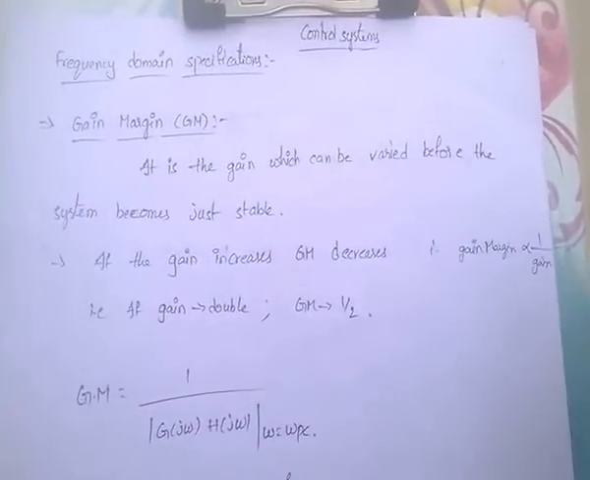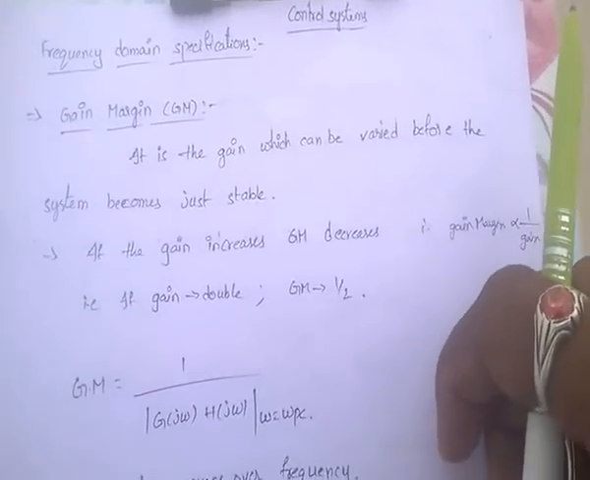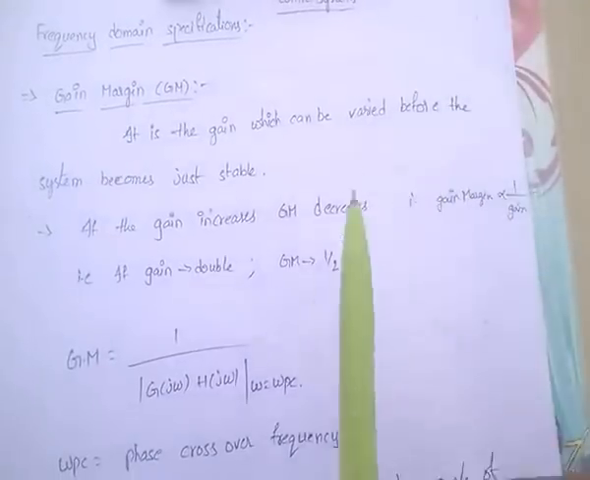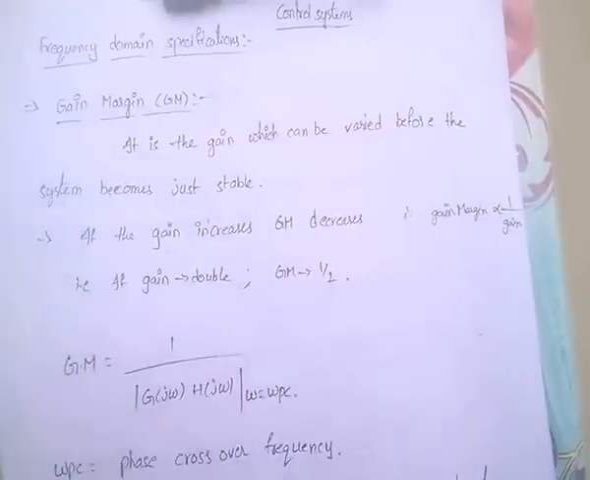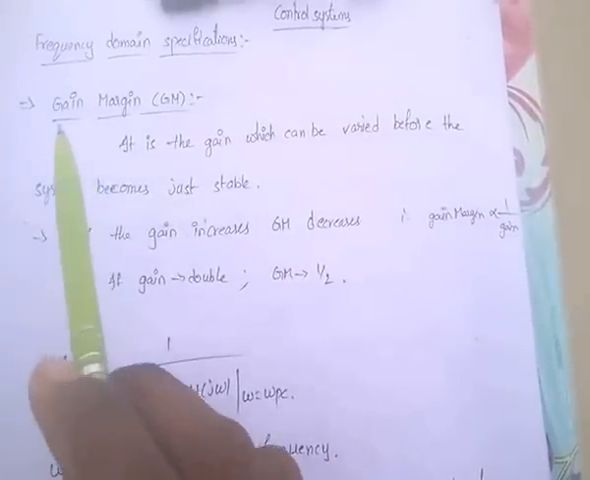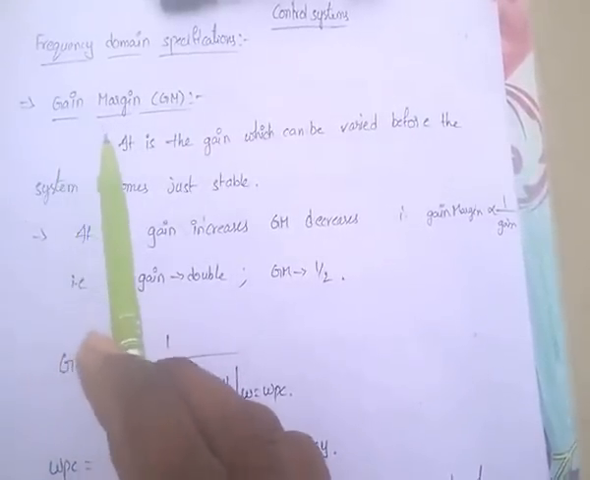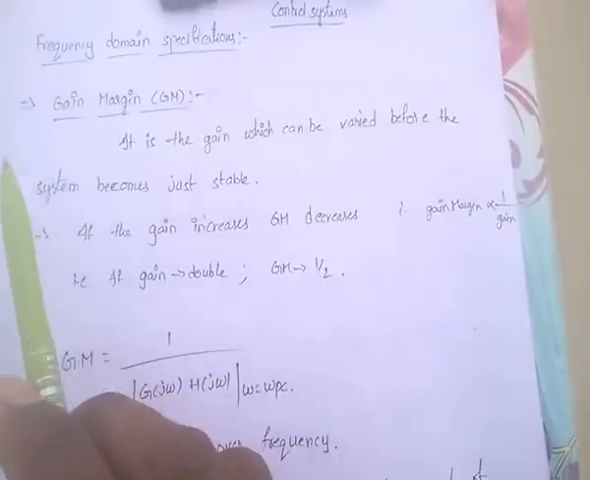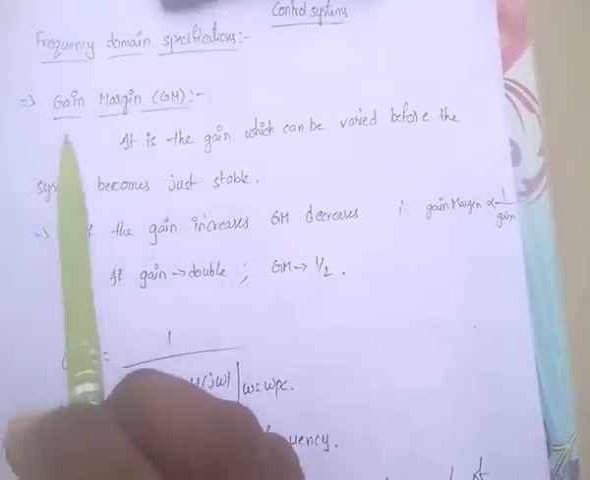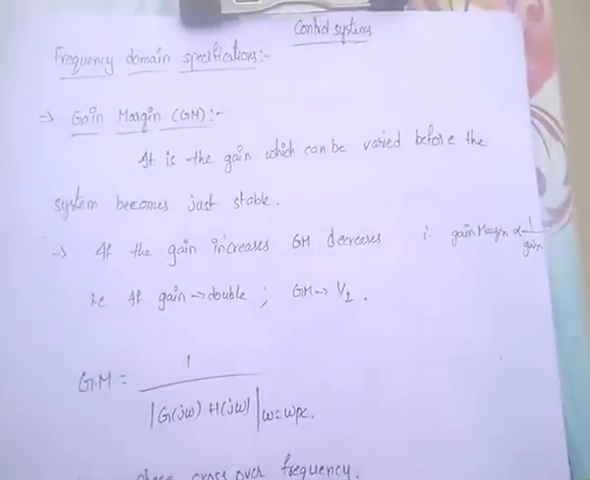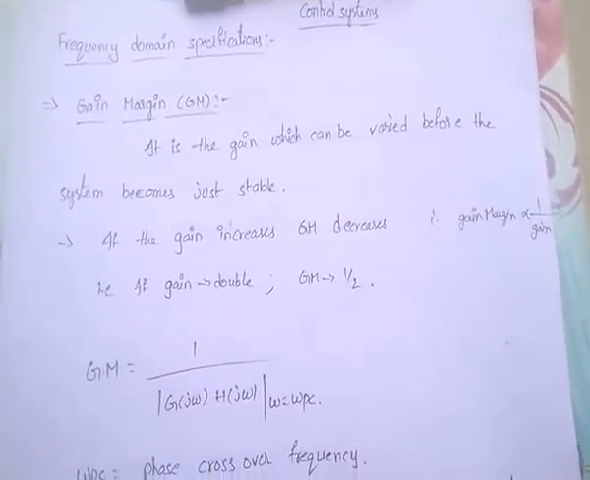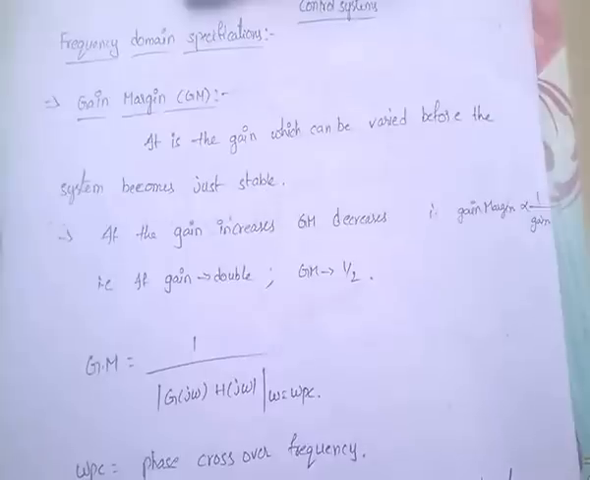In this video I am going to discuss control system topics: gain margin and phase margin. First of all, gain margin. Gain margin is the gain which can be varied before the system becomes just stable, that means marginally stable.